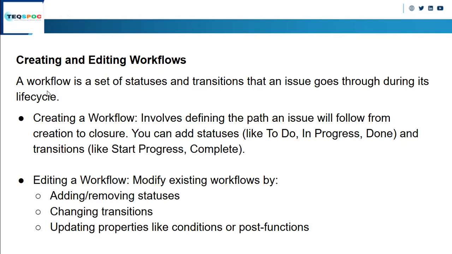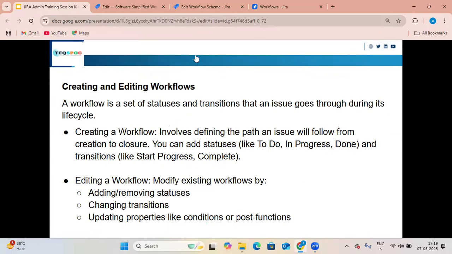Creating a workflow involves defining the path an issue will follow from its creation to its closure. You can add statuses like To Do, In Progress. From To Do, you move to In Progress to Done. This is one transition. Or you can also make a backward transition: from In Progress, you can move back to the To Do state. That is the backward or reverse transition. Now, editing of the workflow. We have seen how to edit the workflow: adding and removing statuses, changing transitions, updating things. We will see all of these things.